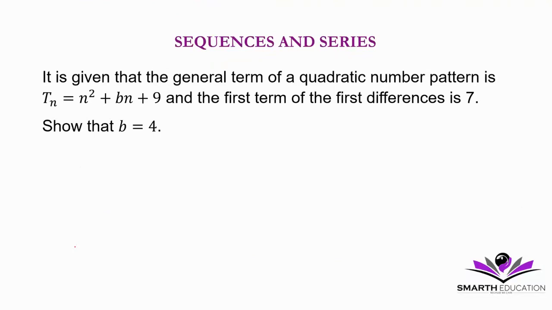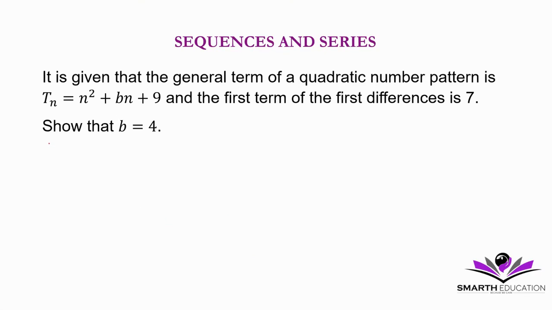Let's do question 3.1. It is given that the general term of a quadratic number pattern is Tn equals n squared plus bn plus 9, and the first term of the first differences is 7. Show that b is equal to 4. Right, let me explain this one this way.